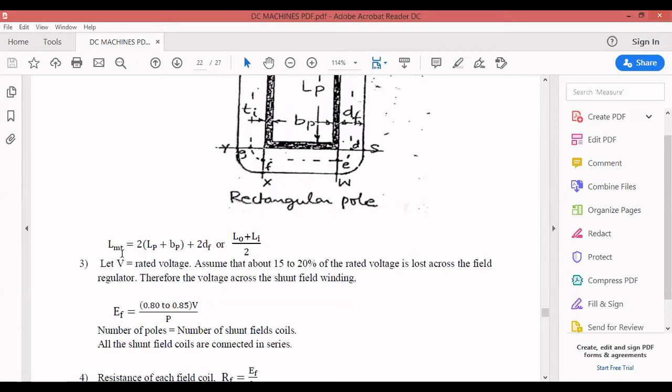So length of mean turn you can take as 2 times LP plus BP plus 2 times DF. Or this is one formula that is available. Or you can take L0 plus Li divided by 2.